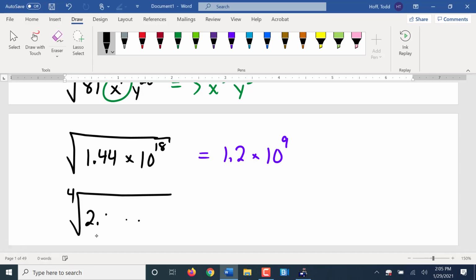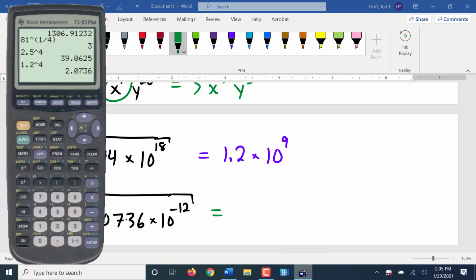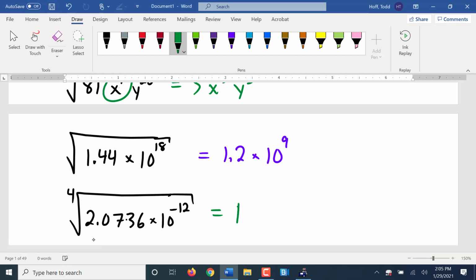I guess we'll have to use the 4th root of 2.0736 times 10 to the negative 12th. So the 4th root of 2.0736. Remember, if we can't remember the 4th root, 2.0736 to the 1/4 power is 1.2 times 10 to the negative 3rd. Negative 12 divided by 4 is negative 3.